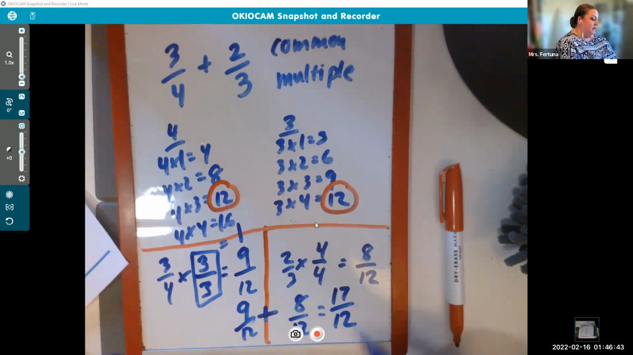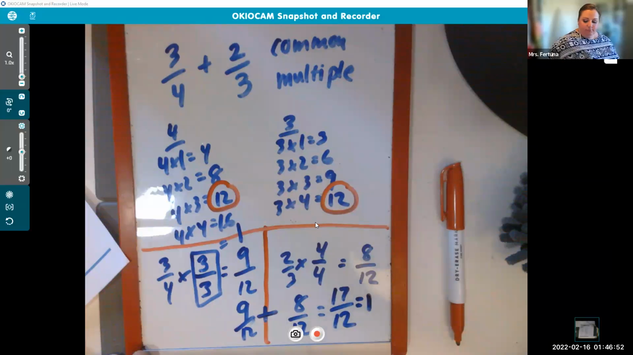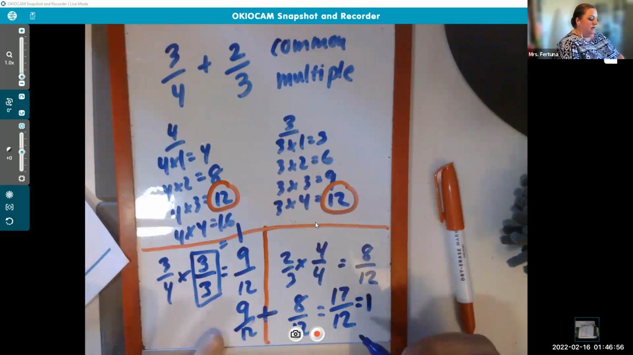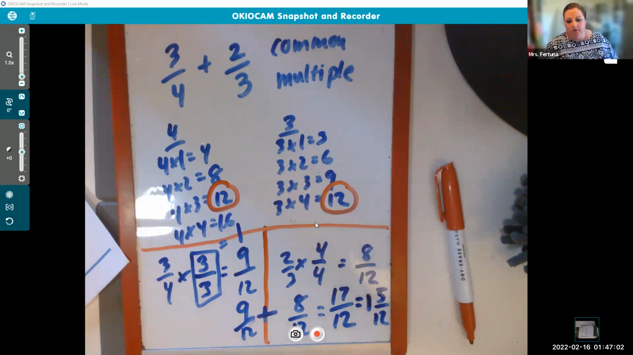That's too many. So we're going to simplify by saying there's only one set of 12 that can go into 17. After 12, we are going to have 13, 14, 15, 16, 17, so 5 left over. That will give us 1 and 5/12.